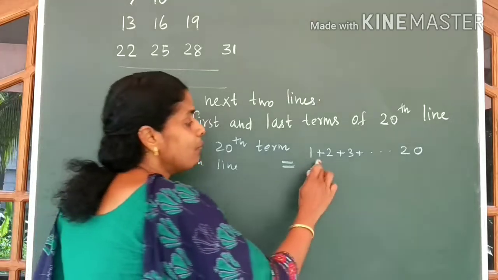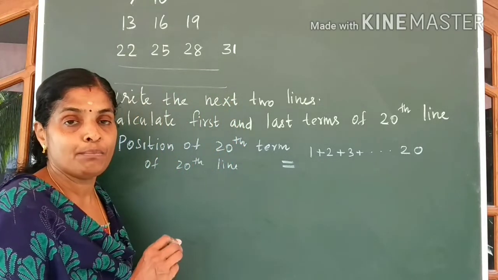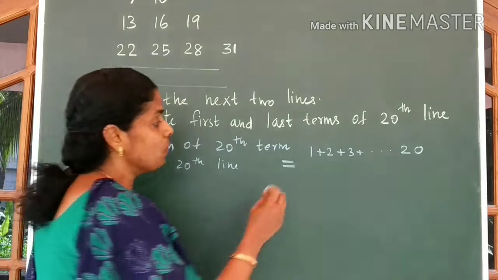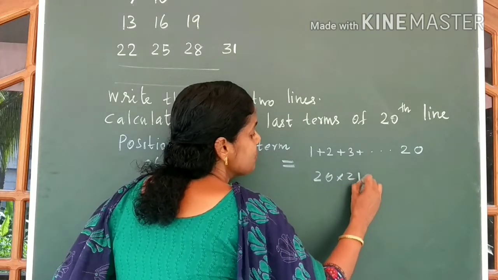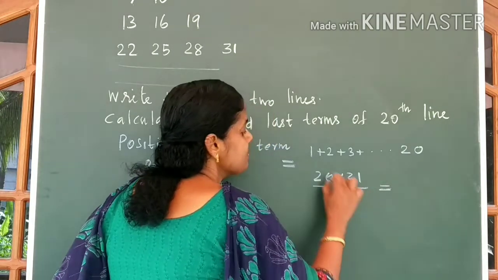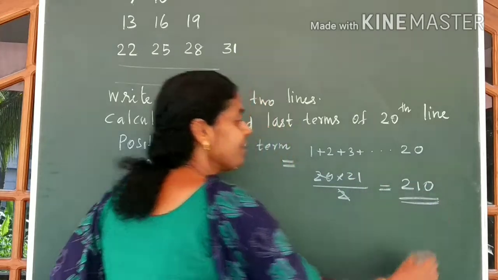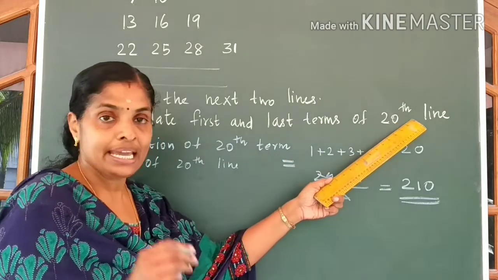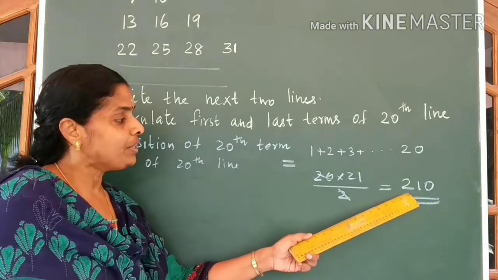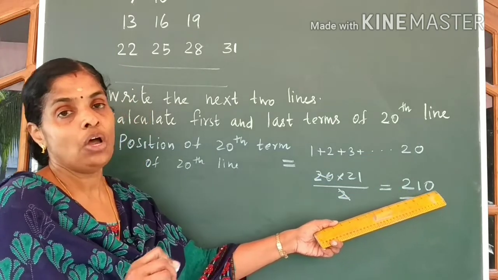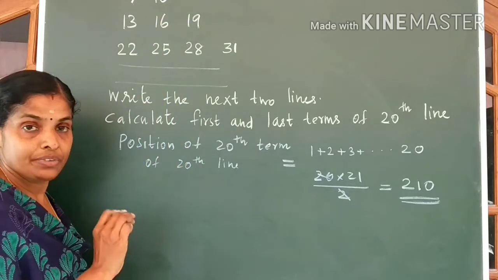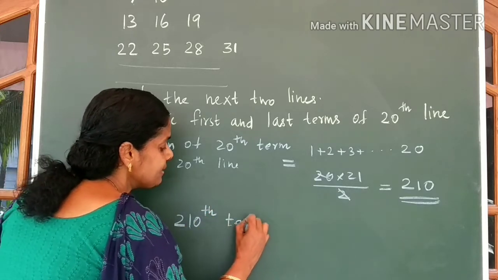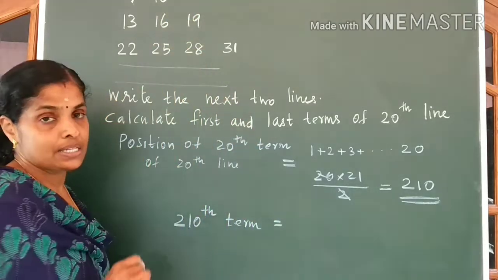up to 20. Now for adding this, we know the formula. Sum of first n natural numbers is equal to n into n plus 1 by 2. So here you get 20 into 21 by 2. That gives you 210. Isn't it? So what did you understand here? Last term of 20th line is nothing but the 210th term of this arithmetic sequence. Clear? So we are going to find the 210th term of this arithmetic sequence.